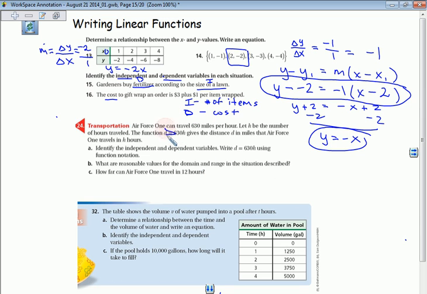Now this one, I'm going to scratch that out for a second because that's too easy and we can do that ourselves. All right, Air Force One can travel 630 miles per hour. Let H be the number of hours traveled, and we're going to find a function that gives the distance in miles that Air Force One can travel in 8 hours. So we're supposed to identify the independent and the dependent variables. What's independent?